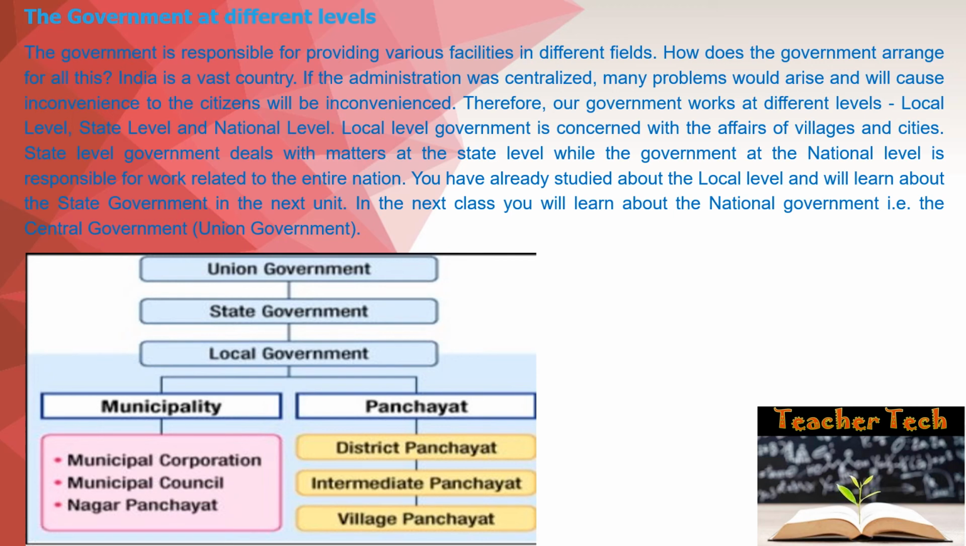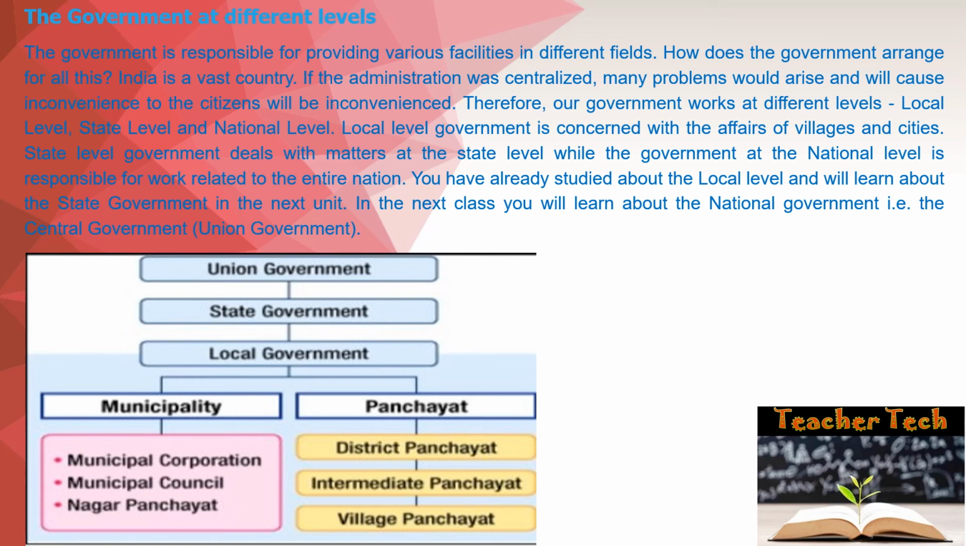This, children, you have learned in the Panchayati Raj three-tier system. The local level, the Panchayati Raj three-tier form, was given in the same way. I have given you the chart here also. This is not in the textbook, but I have specially put it for you so that you can understand very well. Local level government is concerned with the affairs of villages and cities. State level government deals with matters at the state level, while the government at the national level is responsible for work related to the entire nation.